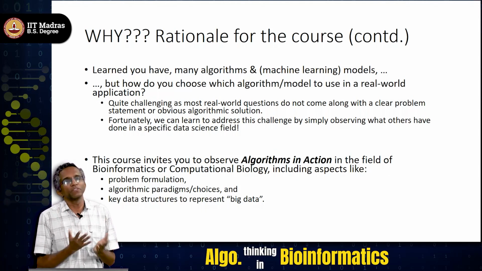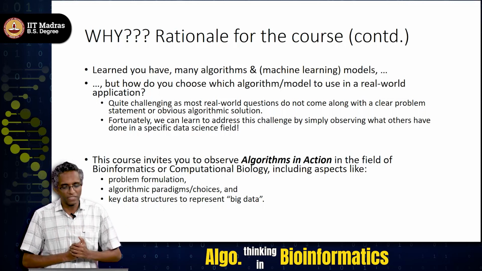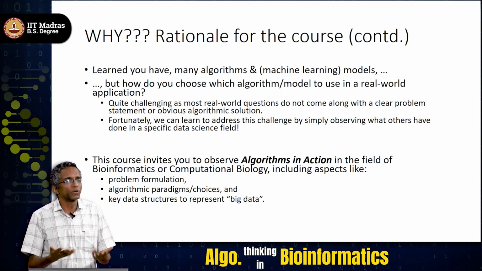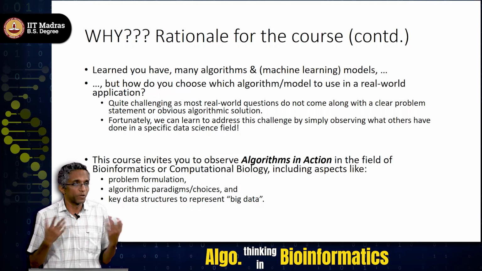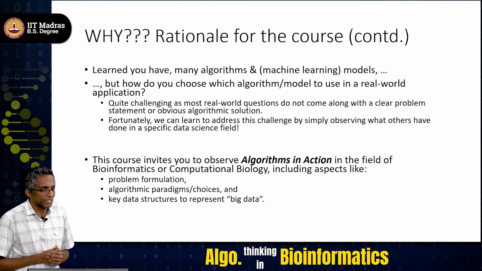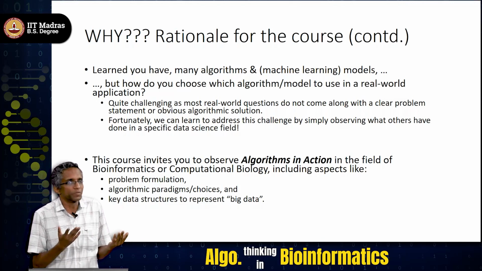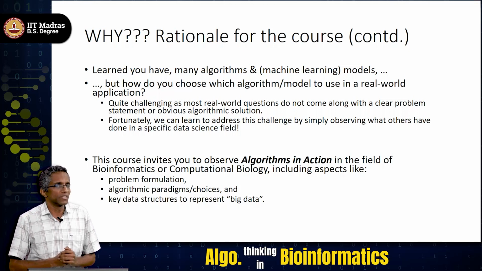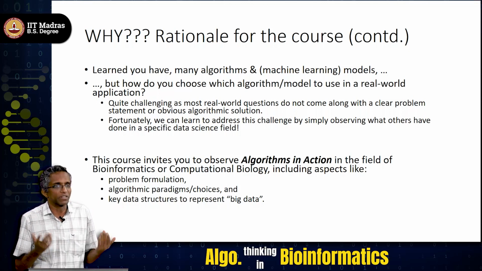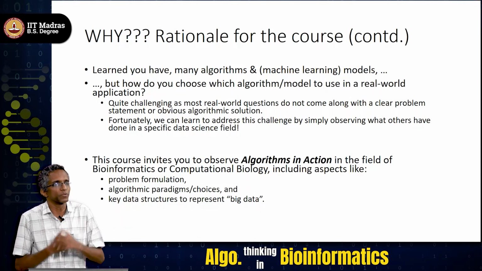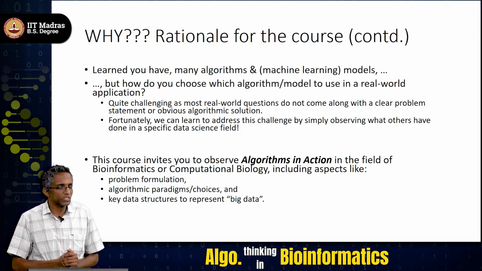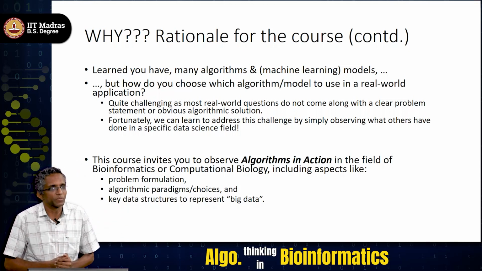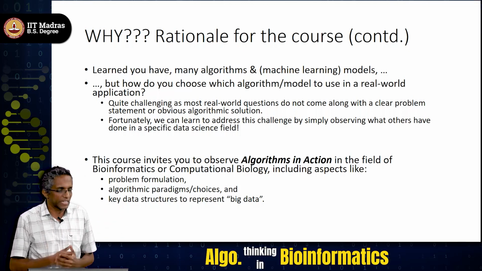Within this data science field, we want to understand different aspects of how you would go about solving a real world question, including problem formulation, like converting a real world question into a clear problem statement. How do you choose which algorithmic paradigms to use? You have seen many different paradigms in the program, dynamic programming, greedy algorithms and other things in different courses. You have seen different machine learning techniques. So, how do you choose among these algorithmic paradigms or machine learning techniques for the particular problem at hand?